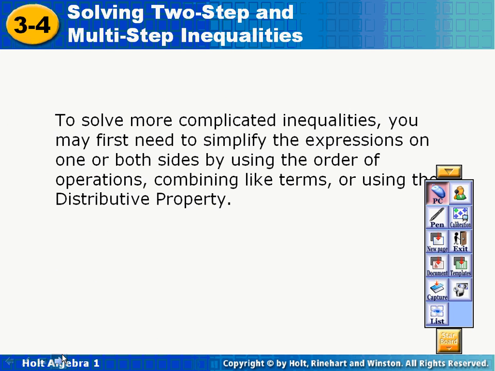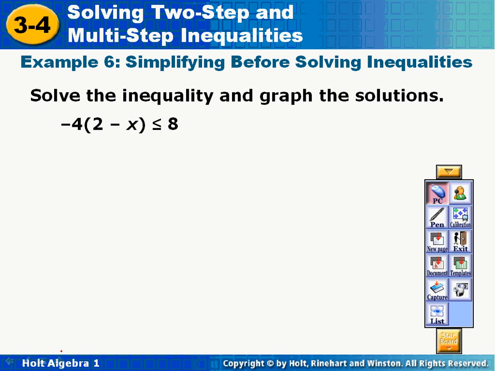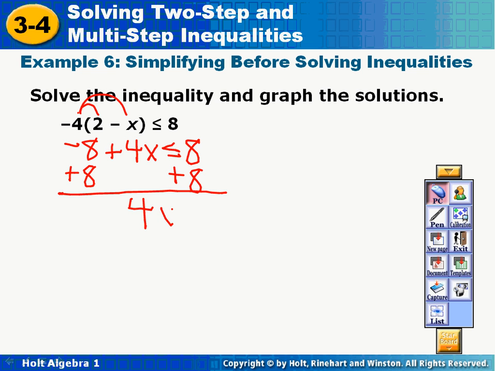Okay, example 6. Whoops. When you are solving equations, sometimes you're going to have to combine like terms or use distributive property. Now, example 6, go ahead and distribute the negative 4. It gives us negative 8, and negative times a negative is a positive 4x, less than or equal to 8. Add the 8 to the other side. 4x less than or equal to 16. Dividing by 4. Now this time I did not have to flip the sign because I was divided by a positive, and x is less than or equal to 4.